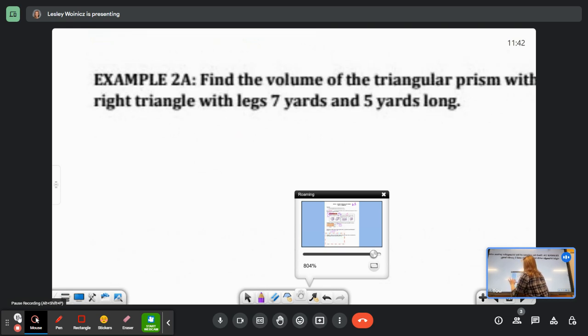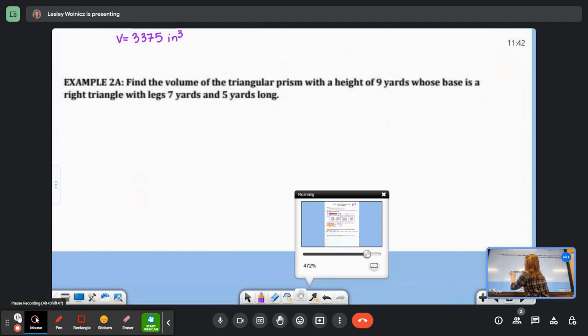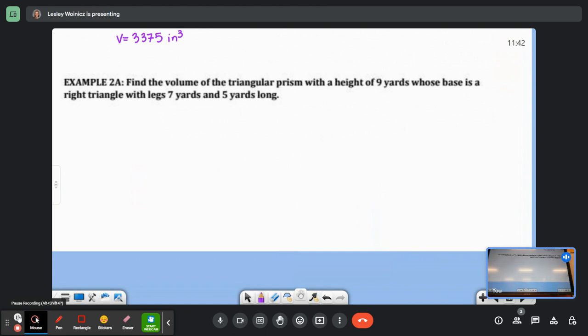Now we have to find the volume of a triangular prism with a height of 9 yards and a base right triangle with legs of 7 and 5 yards. Oh, geez. All right, maybe let's draw a picture. Okay, you get to see my horrible picture drawing again.